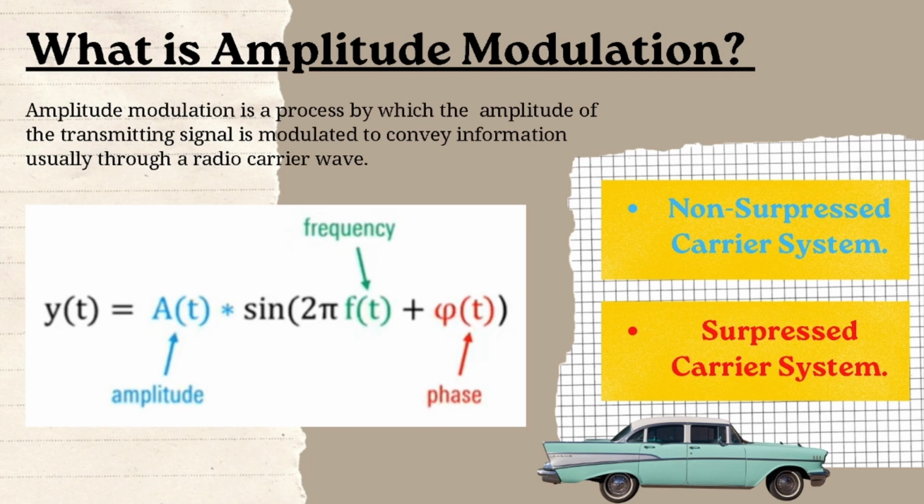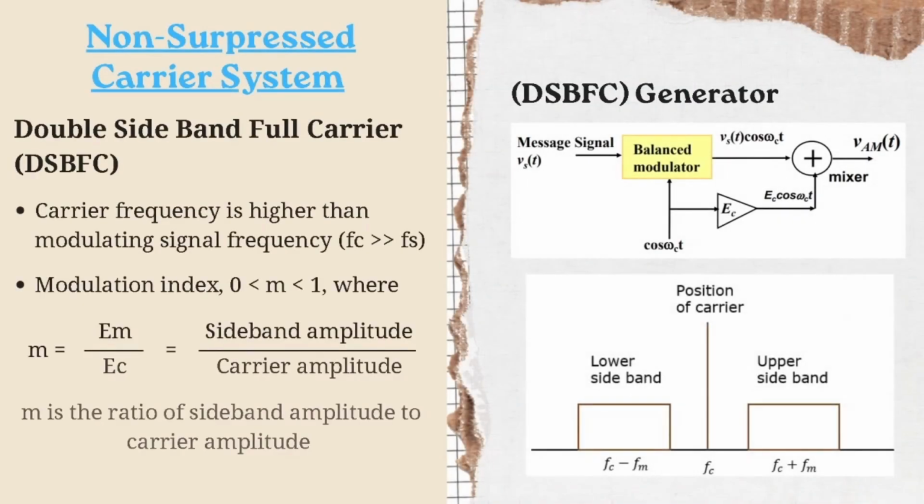We are going to divide AM into two categories, which are the non-suppressed carrier system and suppressed carrier system. Inside the non-suppressed carrier system, we have DSBFC, double sideband full carrier. Usually, the carrier frequency is higher than the modulating signal frequency, and the modulation index is given between 0 and 1, where modulation index m is equal to sideband amplitude over carrier amplitude. On the right-hand side, we have the DSBFC generator, and on the bottom of it, we have the frequency spectrum.